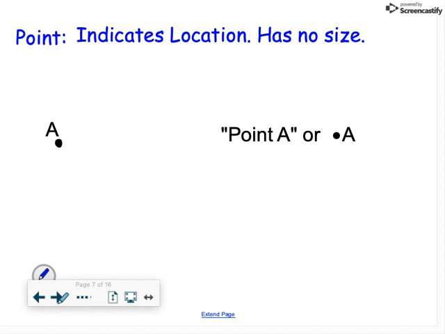Our next term today is called a point. A point indicates a location where you are, whether it's on a coordinate plane or on a graph somewhere. It is a point, and it has no size. How we notate this is we can either write out point A, or we write a point and then put the letter we use. So, point A.